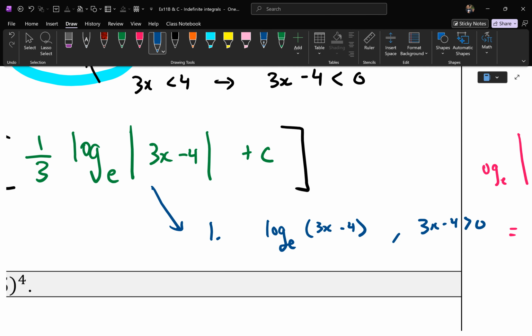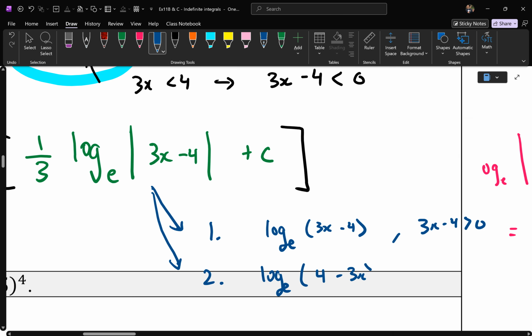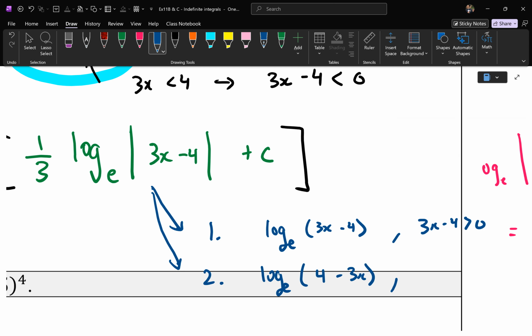Or number 2, it could be log e of the negative of this. Now the negative of this means times this by a negative and times that by a negative, so you end up with 4 minus 3x. But if it's going to be a negative version of it, that means 3x minus 4 is less than 0.